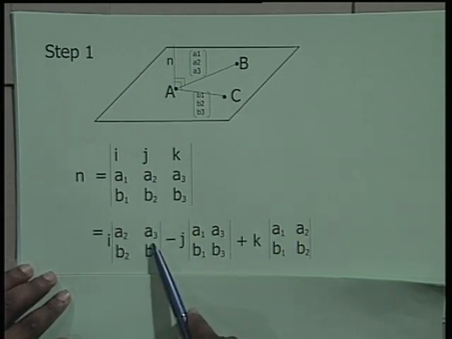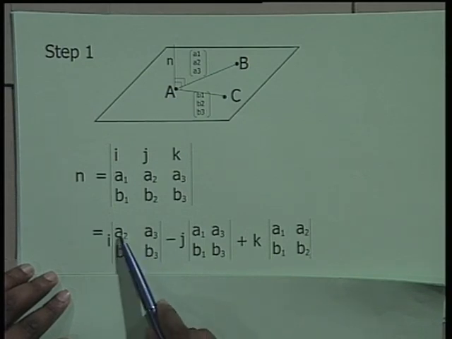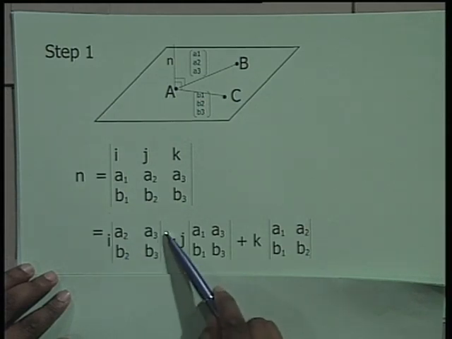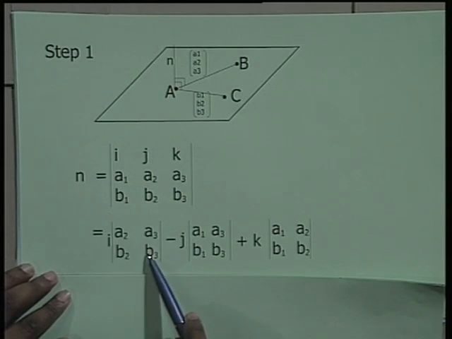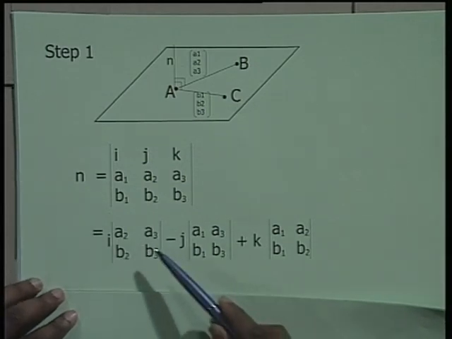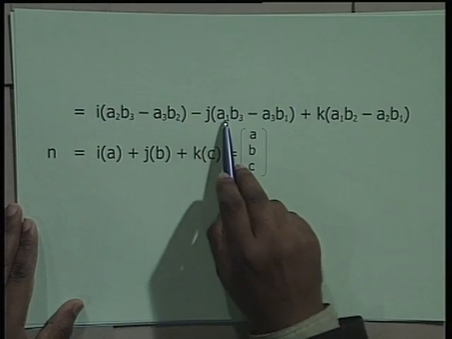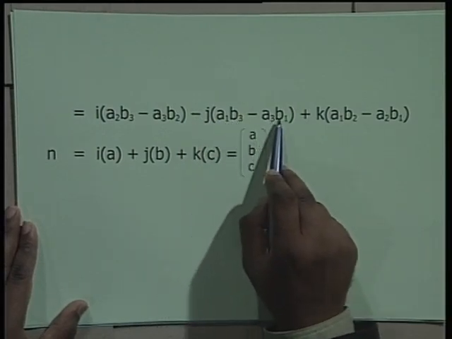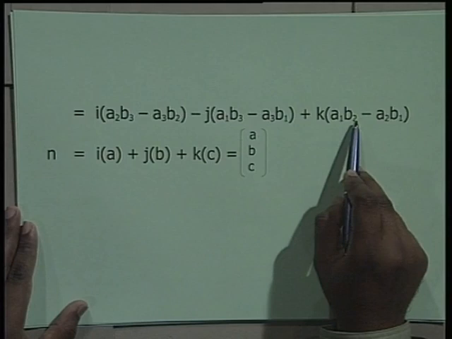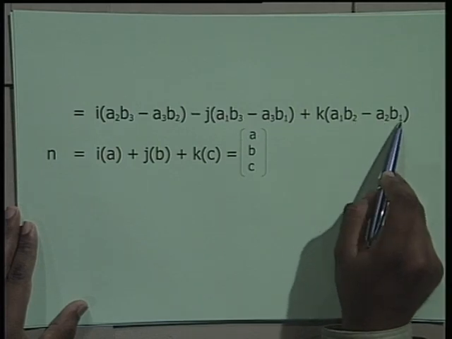These are determinants of 2 by 2 matrices, which can be obtained by multiplying the elements on the main diagonal minus the product of the elements on the super diagonal. That is i times a2 b3 minus b2 a3. We have simplified the determinants of the 2 by 2 matrices for you, so that i is a2 b3 minus a3 b2, minus j times a1 b3 minus a3 b1, plus k times a1 b2 minus a2 b1.